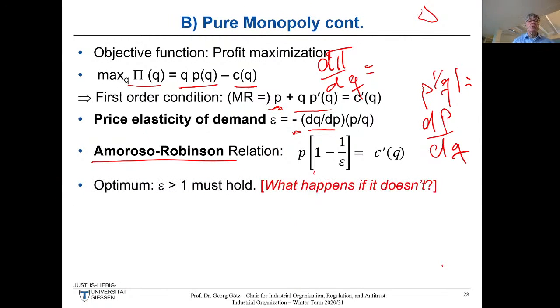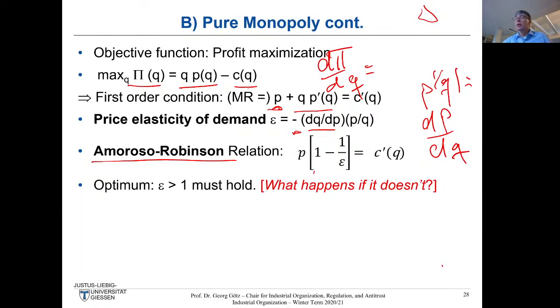What is interesting here is, as you see, epsilon has to be larger than 1. Otherwise, if it's 1/2, for instance, this expression would be negative. You would get 1 minus 2. And of course, that would mean for positive marginal cost, you would get a negative price, which is nonsense.